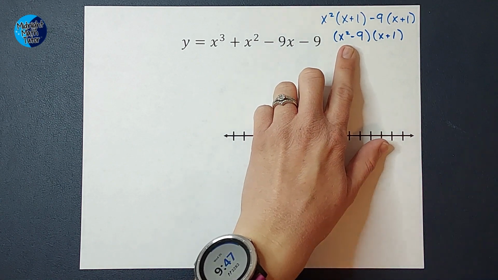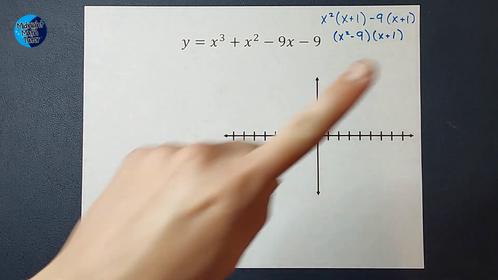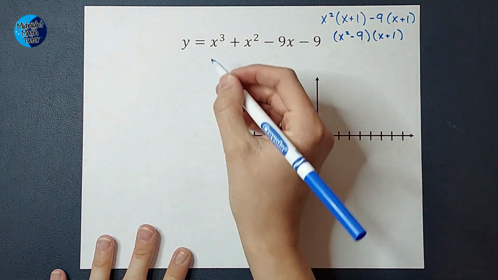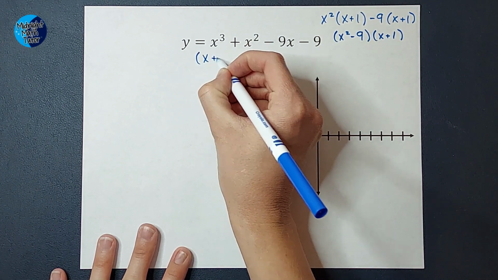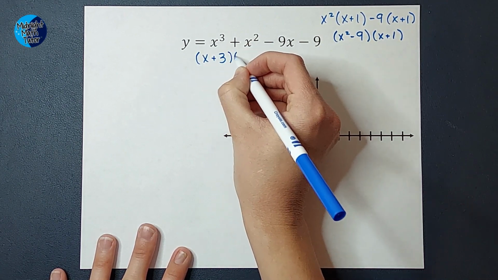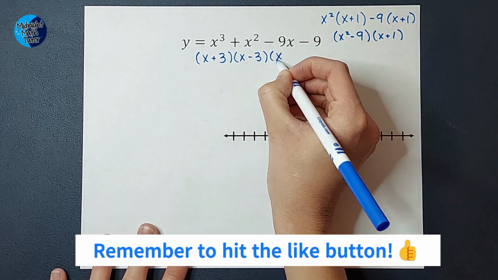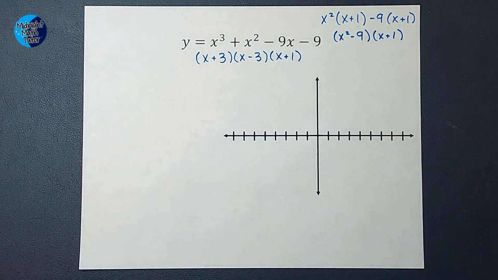And then this can be factored further. It's a difference of two squares. Again, if you need a review on that, I'll link a video in the corner. But the x squared minus 9 is going to be x plus 3 times x minus 3. And then we still have the x plus 1. So is this all the way factored?